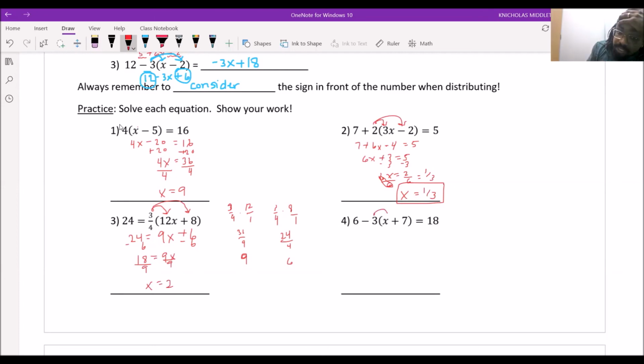I'm going to distribute this negative 3 to both these terms. Again, very important that I consider the sign in front of my number. 6 minus 3x minus 21 equals 18. Combine these 6 and negative 21 gives us negative 15. So I have negative 3x minus 15 equals 18. I'm going to add 15 to both sides. And that gives me 33. So I have negative 3x equals 33. Divide by negative 3. Has to be negative because I want to get rid of the sign too. And x will give me negative 11.